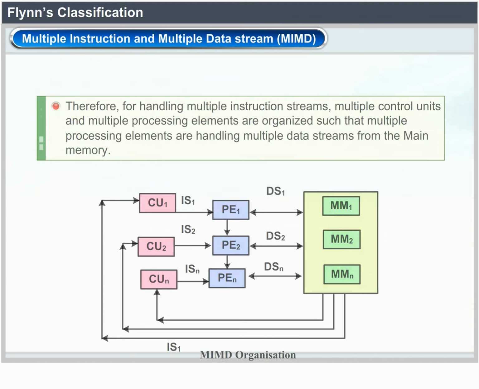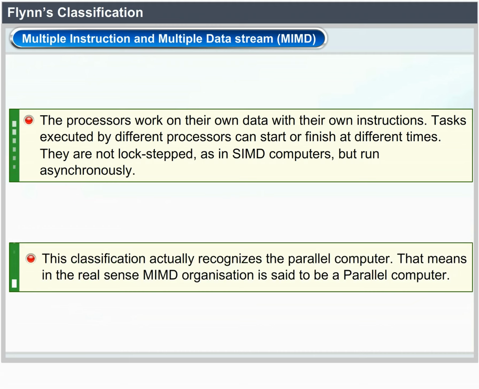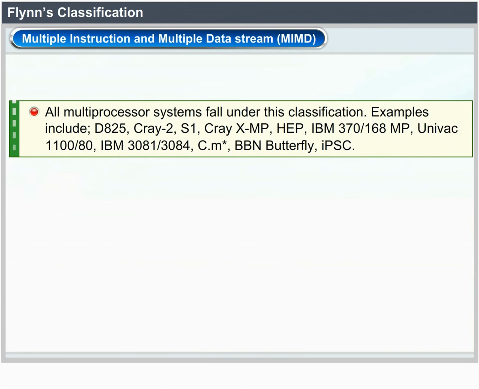The processors work on their own data with their own instructions. Tasks executed by different processors can start or finish at different times. They are not lockstep as in SIMD computers but run asynchronously. This classification actually recognizes the parallel computer. That means in the real sense, MIMD organization is said to be a parallel computer. All multiprocessor systems fall under this classification.